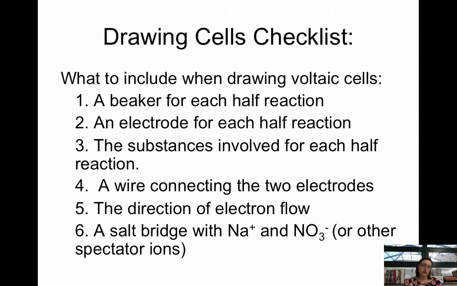And then you need to show the direction of electron flow in that wire, because remember, the flow of electrons is what gives us electric current. And then you also need a salt bridge, typically with Na plus and NO3 minus ions or other spectators. So maybe you want to include potassium and nitrate. But typically it's always nitrate because you always need something to be soluble.